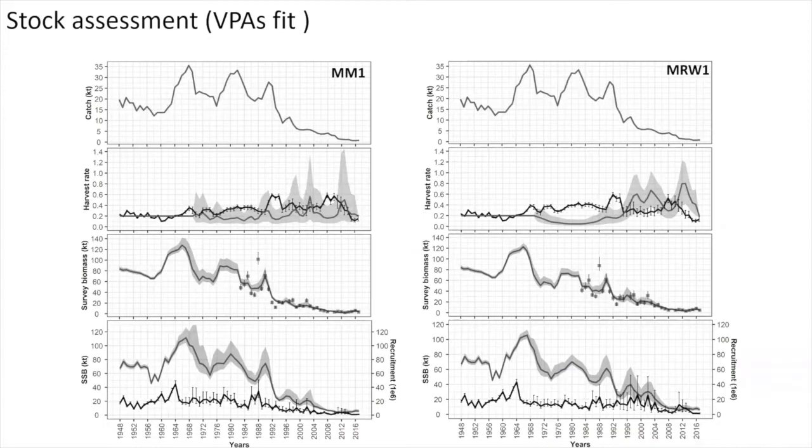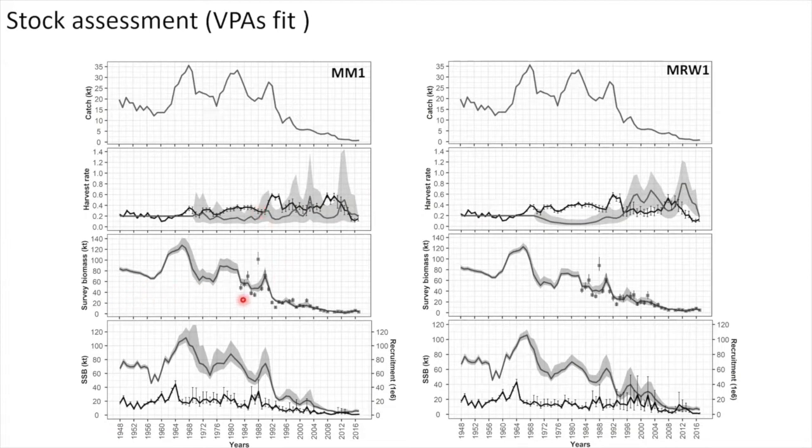These plots show the VPA estimation of the model MM1, which uses annual multipliers, and the model MRW1, which uses random walks to estimate M. The first plot here is just the observed catch in kilotons. In the second plot, you can see the harvest rate in black, here with error bars in both models. And in gray, you can see the estimations of natural mortality for model MM1 and for model MRW1. You can see that the median estimates of natural mortality are higher in the model that estimates M using random walks in comparison with the model that estimates natural mortality using annual multipliers.